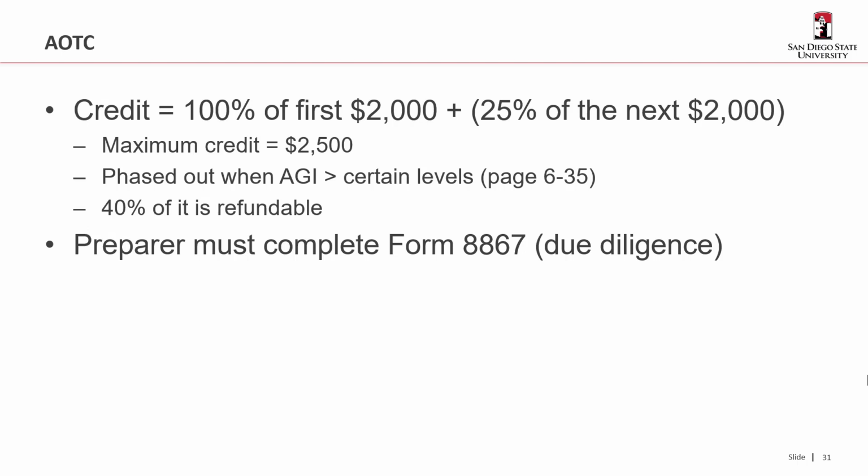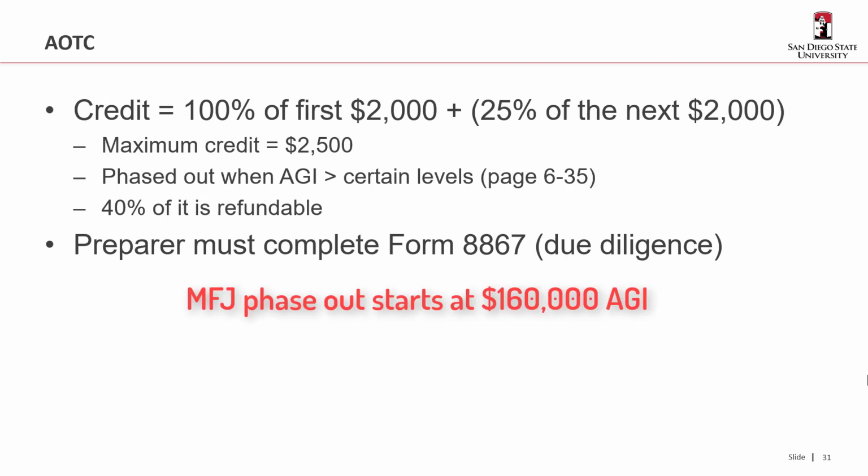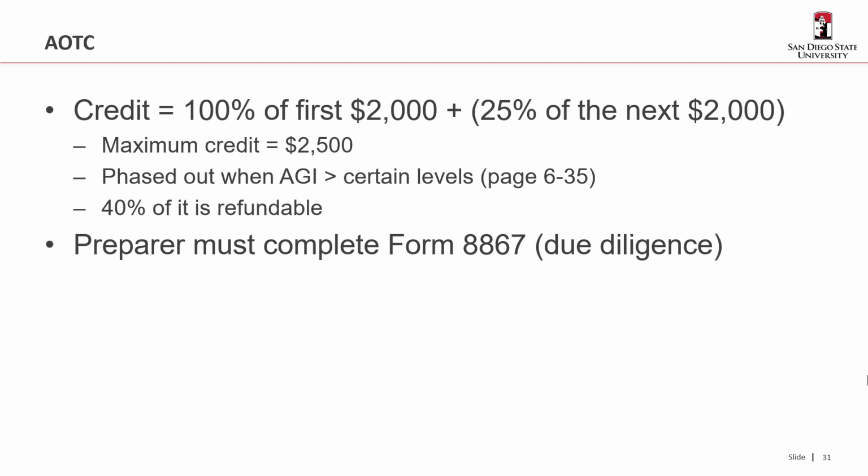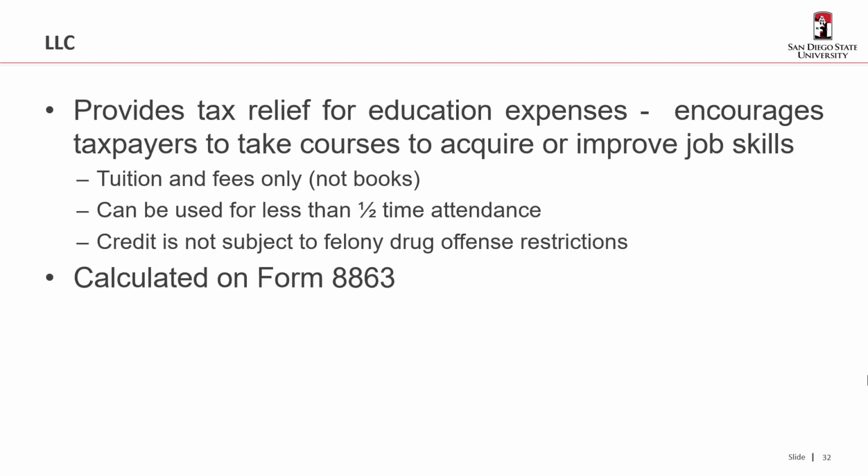So the credit is 100% of the first $2,000 and then 25% of the next $2,000 spent on qualifying higher education expenses. So the maximum credit is $2,500. It begins to phase out when your AGI exceeds certain levels. 40% of the American Opportunities Tax Credit can be refundable. And again, if you're a tax preparer, you must complete the due diligence checklist, which is Form 8867.